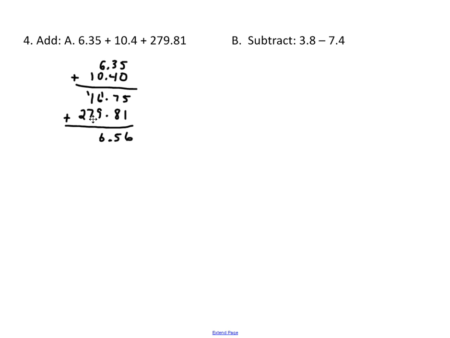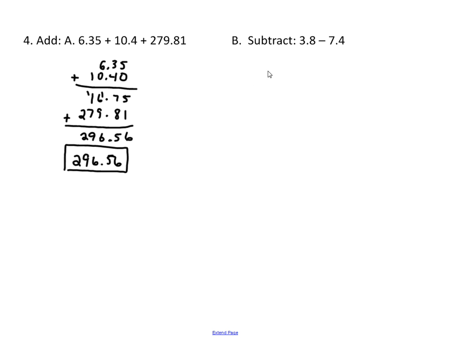1 plus 1 plus 7 gives us 9. And 2, we have 0 hundreds up here. It gets added to 0, so it becomes 296.56 as our result. So addition is fairly straightforward. When it comes to adding decimal places, that's all we're really doing.